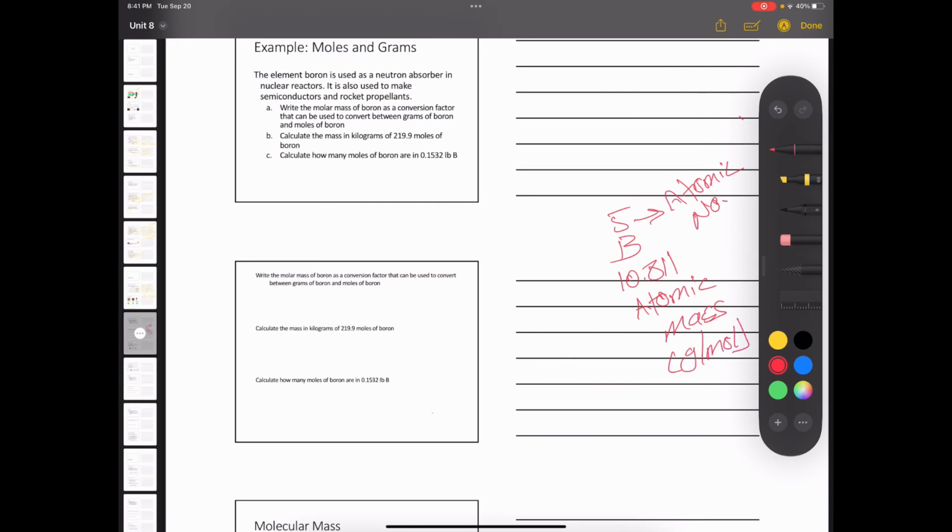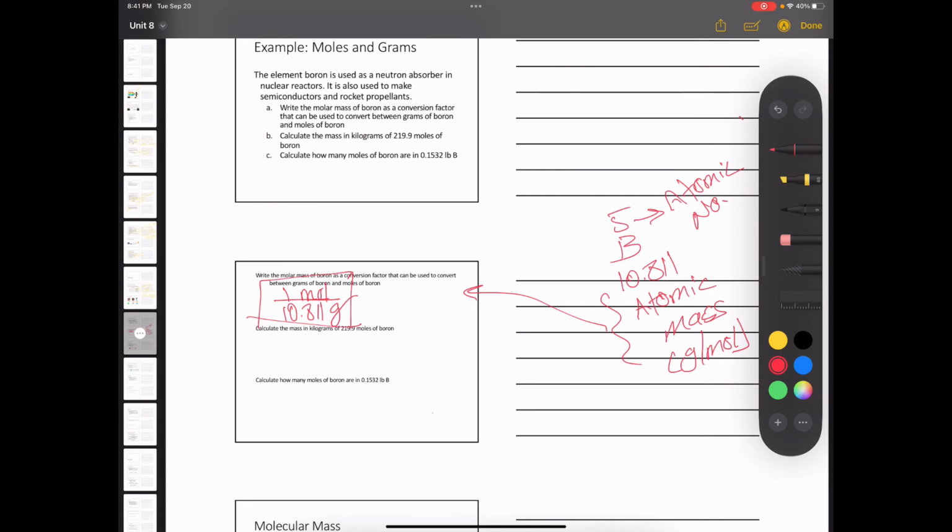So this essentially answers my first question here, because the question says write the molar mass of boron as a conversion factor that can be used to convert between grams of boron and moles of boron. So we say every 1 mole of boron would have a mass of 10.811 grams. So that's my conversion factor. This is the formula that's used to convert between grams and moles of boron.